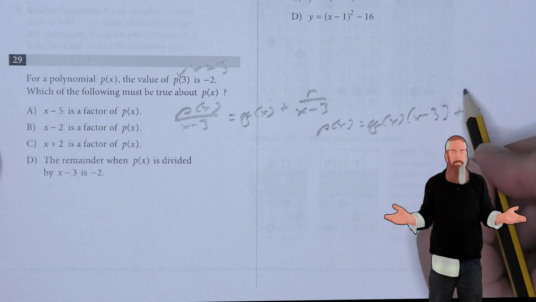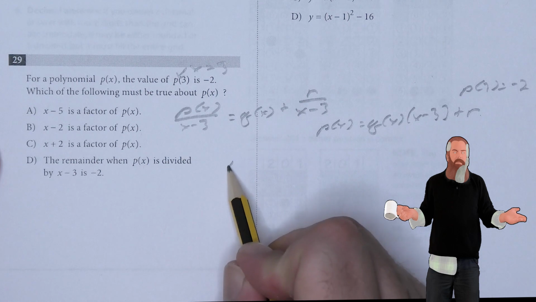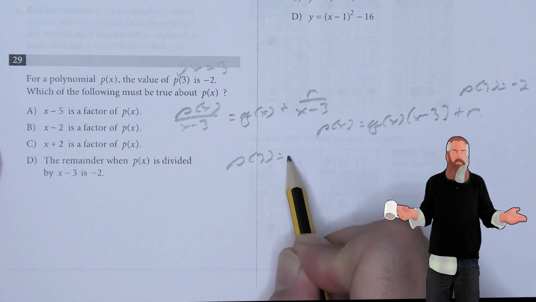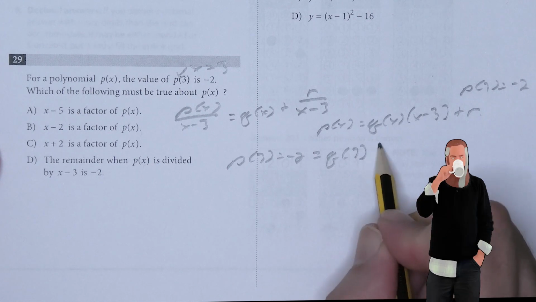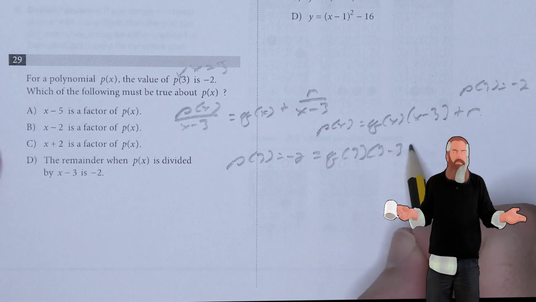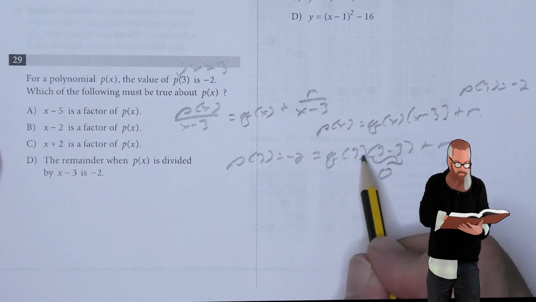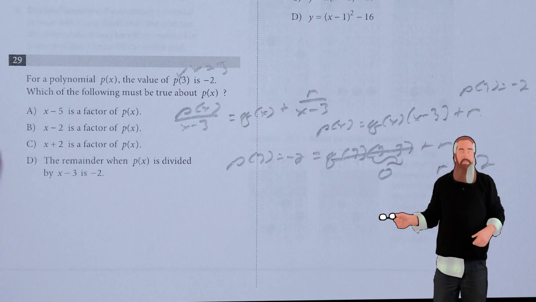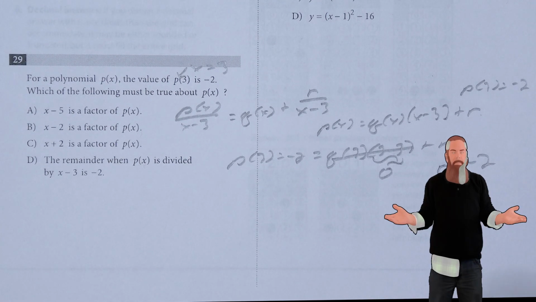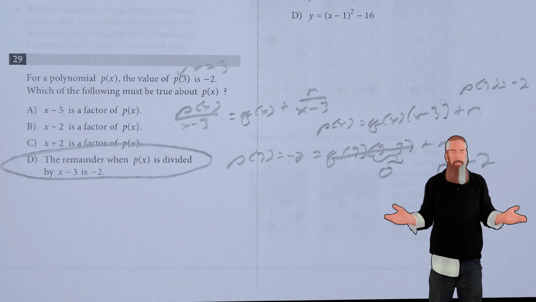Now, we have to remember that p(3) is equal to -2. So I have p(3) is equal to -2, which is equal to q(3) times (3 minus 3) plus r, and these become 0, so that all becomes 0, meaning that r is -2. So the remainder when p(x) is divided by x minus 3 is -2, meaning D is the answer.